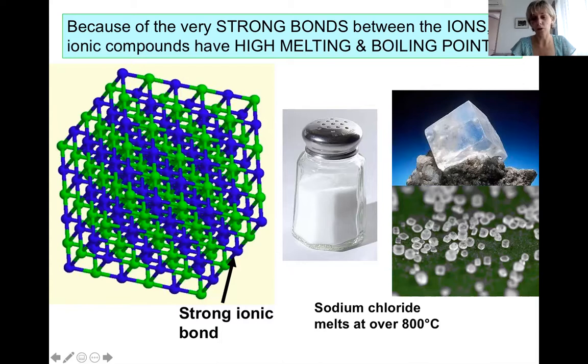So for example, sodium chloride melts at over 800 degrees centigrade. You need to be hotter than a Bunsen to get sodium chloride to melt. And it's because we have to break all of those bonds to turn it into a liquid. So all ionic structures, all giant ionic lattices, have high melting and boiling points because of the strong bonds between the ions.